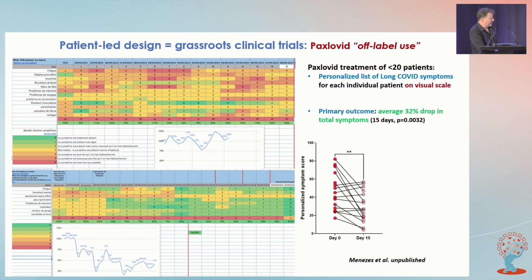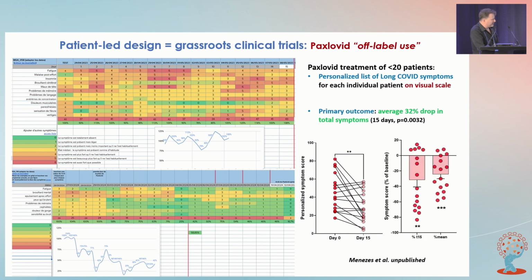So we saw an average one-third drop in these total symptoms, which was quite significant. As you can see, there was strong variation. It seems from this graph that patients who had the highest symptom scores were doing a little bit better, but even patients with lower scores had significant decreases.